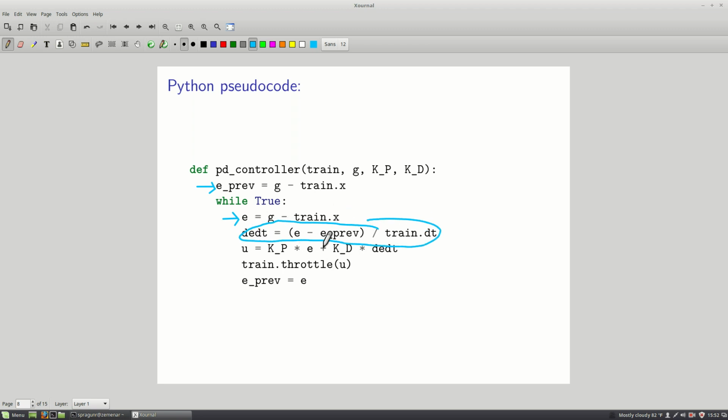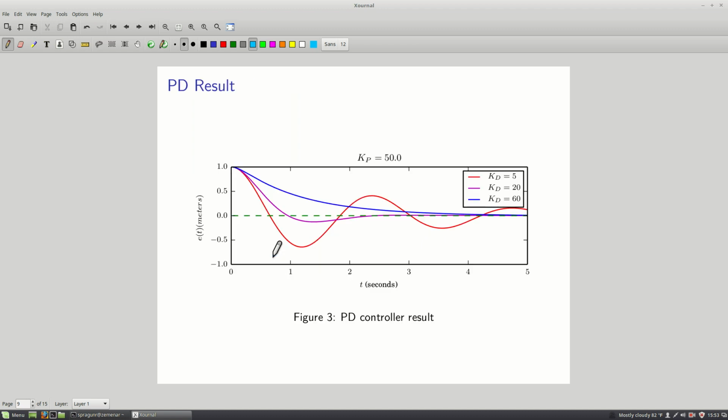Once I've estimated that derivative, then I can calculate my control signal as the sum of these two quantities. Here's my original proportional controller, and here's the derivative term. And again, I make these calculations in a nice tight closed loop. So let's see what happens when we update our controller for our locomotive.